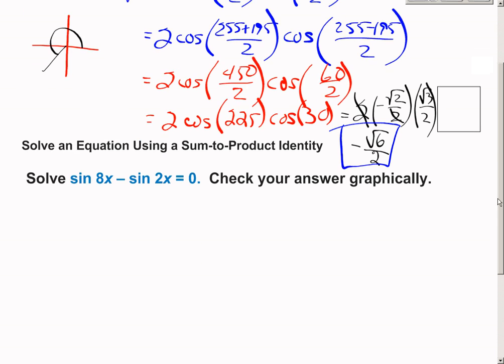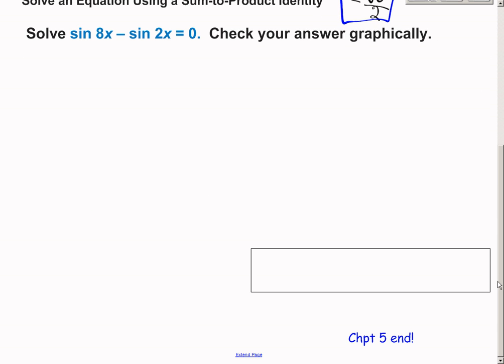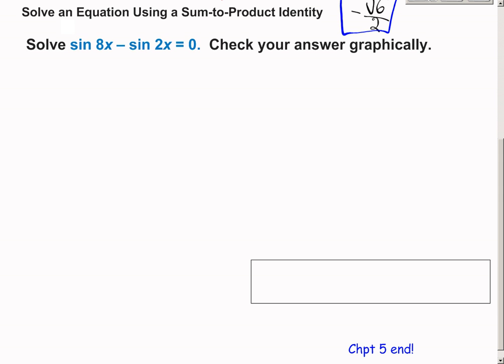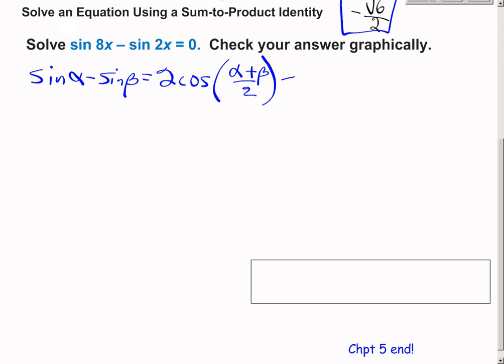We can solve equations using these formulas also. For our last example, our formula for sine alpha minus sine beta is: sine alpha minus sine beta equals 2 cosine of alpha plus beta over 2, sine of alpha minus beta over 2.